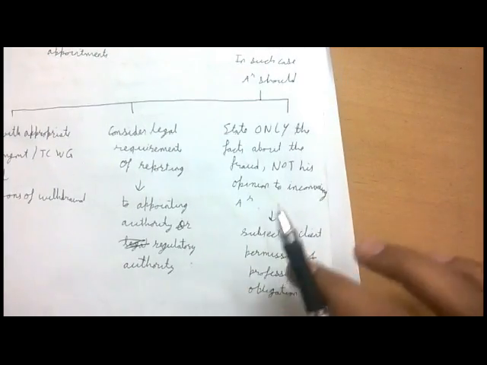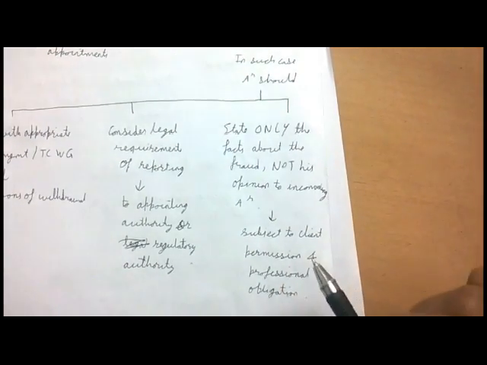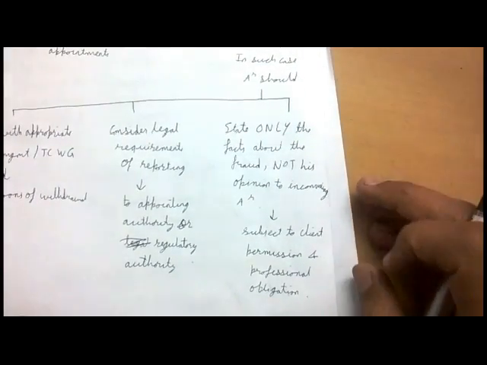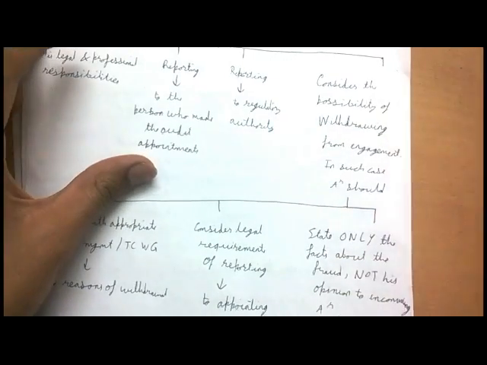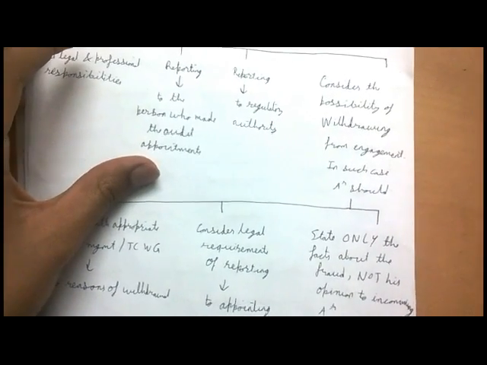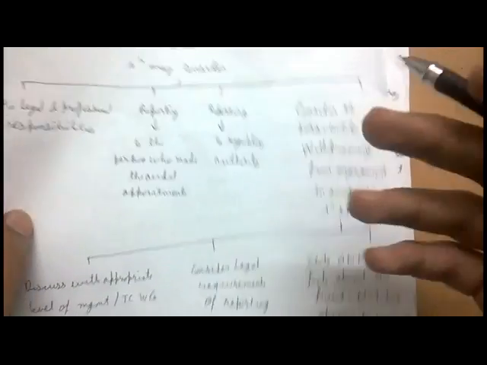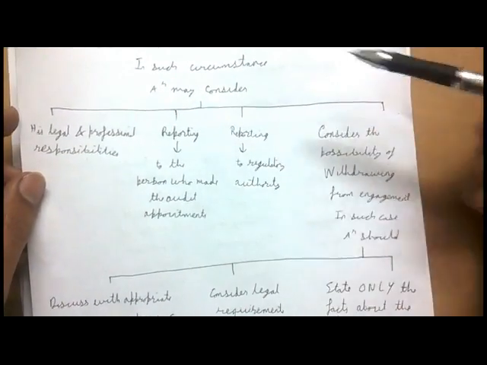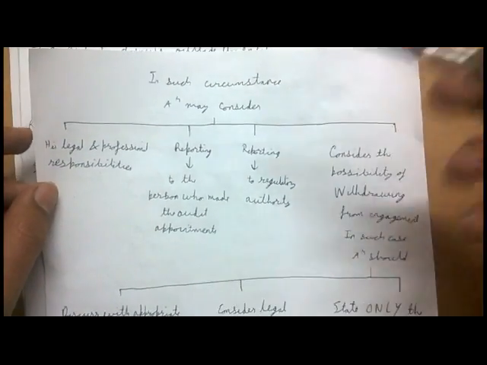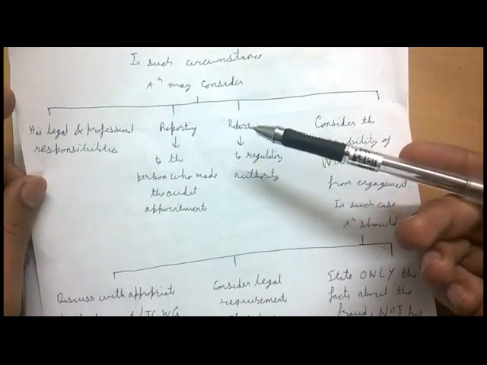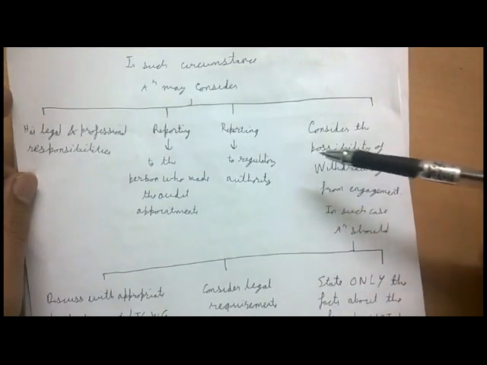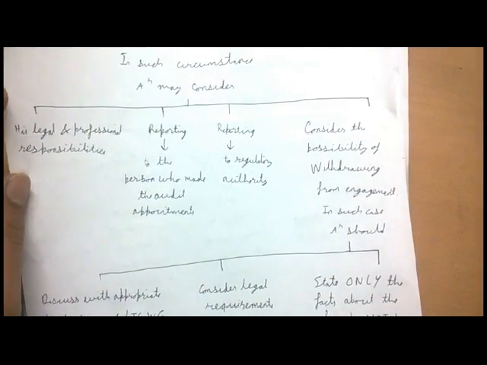Just disclose the facts about the fraud, and that too with the permission of the management, subject to client permission and professional obligation. So this is what the auditor has to do: disclose only facts of fraud and not his opinion, right? So this was regarding what the auditor has to do in case he is unable to continue his engagement. He sees his legal professional responsibilities, reports to the person who made the appointment or to the regulatory authority, and considers if he can withdraw or not.